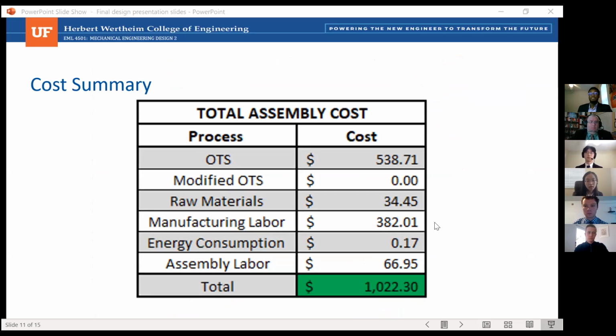raw material costs. And also because we prioritize using snap-in-place parts and minimize the use of fasteners, our assembly labor cost is also very low. Overall, our total cost adds up to $1,022, which is about a quarter of the $4,000 sales price. This really maximizes our profit.